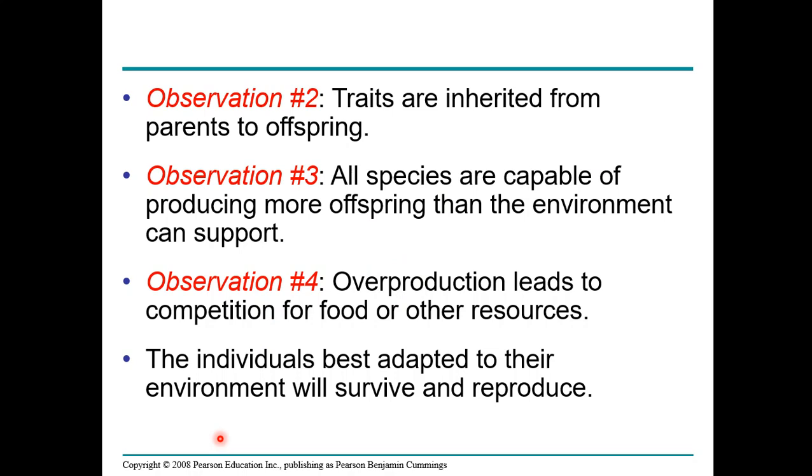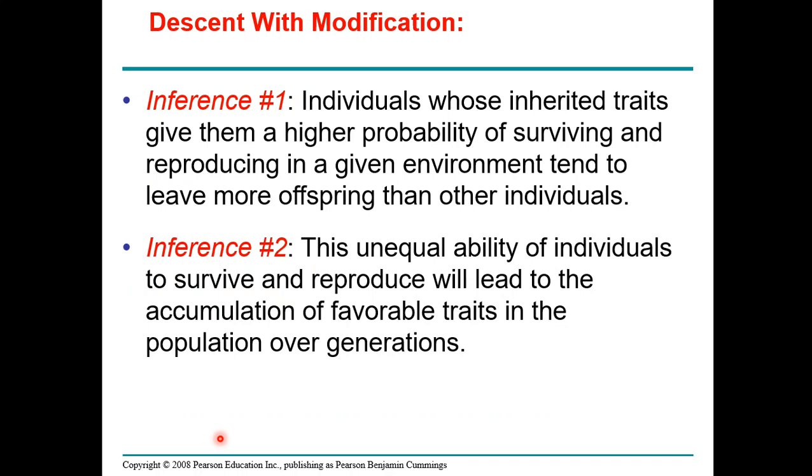So the individuals best adapted to their environment will be more likely to survive and reproduce. Siyempre, kung sino yung adapted, the more adaptive you are, the more chances of survival. So, ito yung first inference ni Darwin. Individuals whose inherited traits give them a higher probability of survival and reproducing in a given environment tend to leave more offspring than the others. Pag maganda yung trait mo, more chances of survival, more chances of generating more and more populations after you.